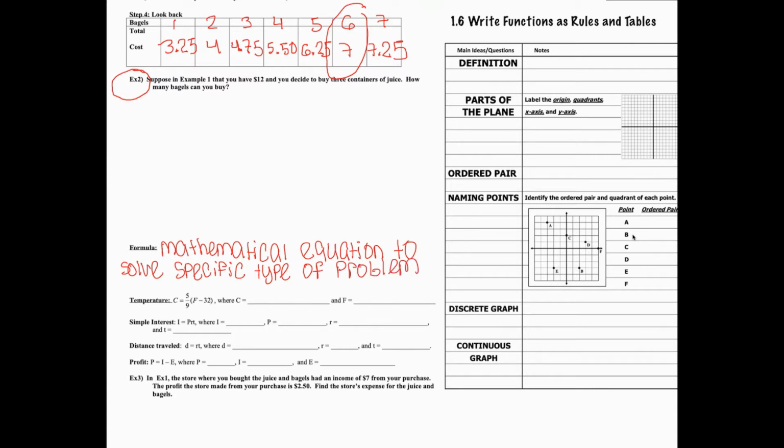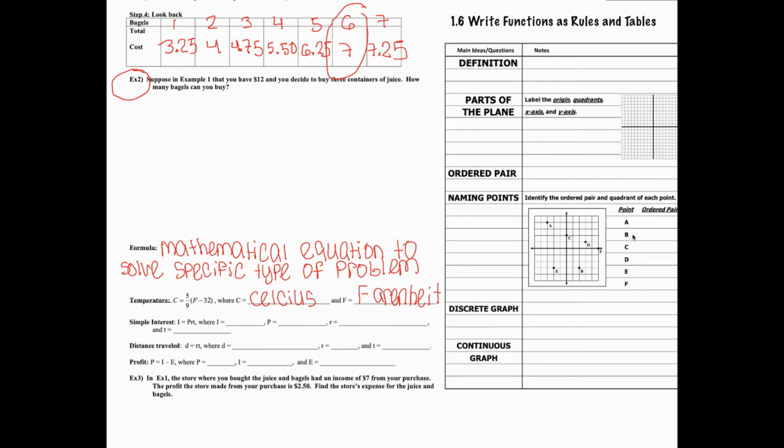Okay, so a couple common formulas are temperature, converting from Celsius to Fahrenheit. So C is equal to 5/9 times the difference of F minus 32. So C is Celsius, and F is Fahrenheit. I'm sure you've seen that one in science class.